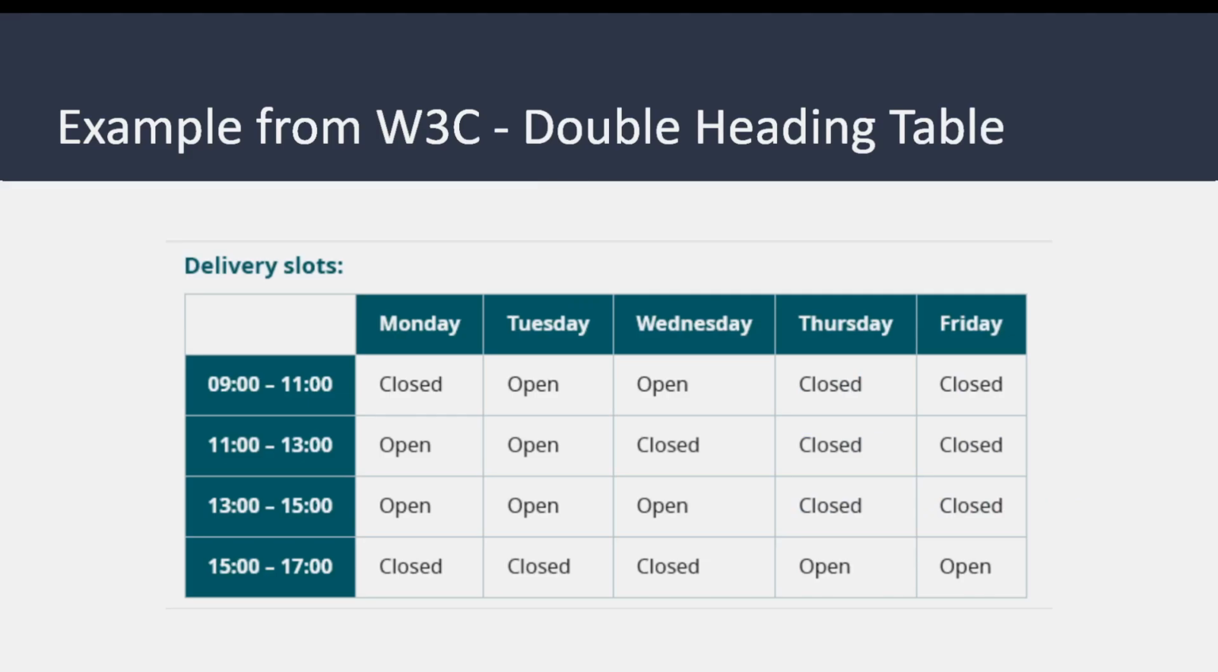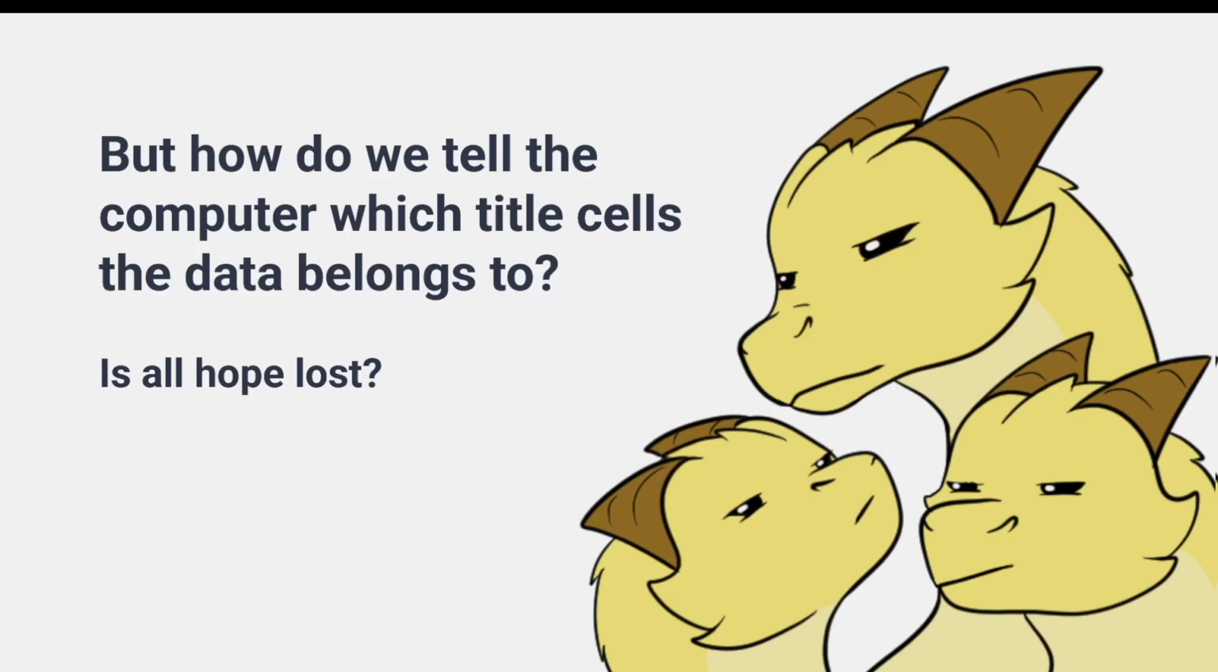But then the double heading gets a little more wild because you can't just do that same thing because you have to tell the user what's on the top and what's on the side. Because you have to know it's Monday at 9, not just Monday in general. So how do we do that? Well, thankfully, W3C is here for us again. Oh, I forgot I added the slide. But how do we tell the computer which title cells the data belongs to?